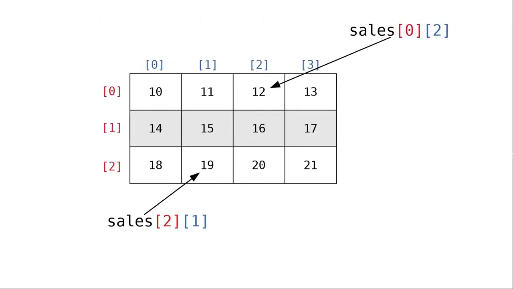To access an individual element of an array, you need to use 2 sets of square brackets with the row number first, then the column number. sales[0][2] is row 0, column 2, and sales[2][1] is row 2, column 1.